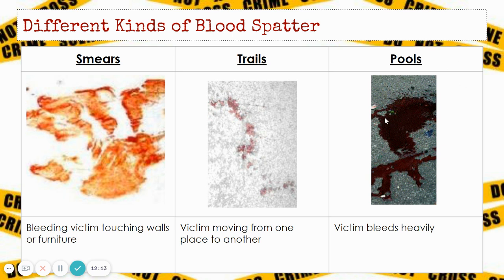And then pools are from when victims bleed very heavily and lose a large amount of blood in a very short period of time. The blood is going to pool in one area and become rather deep, depending on the amount of blood that is lost. So not too specific of a pattern here. It's more about the quantity of blood when we look at a pool.